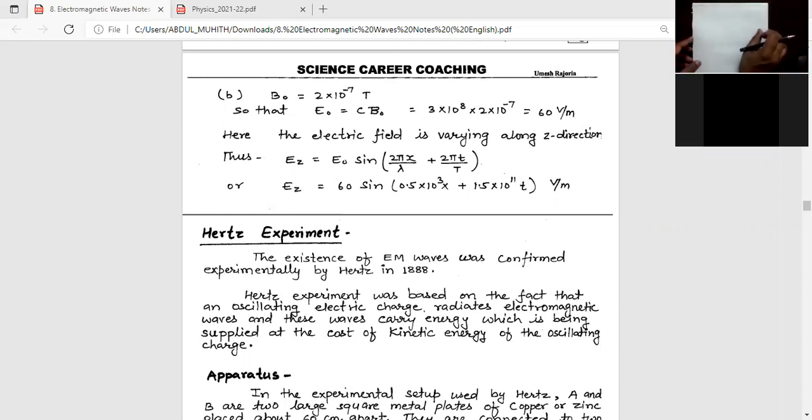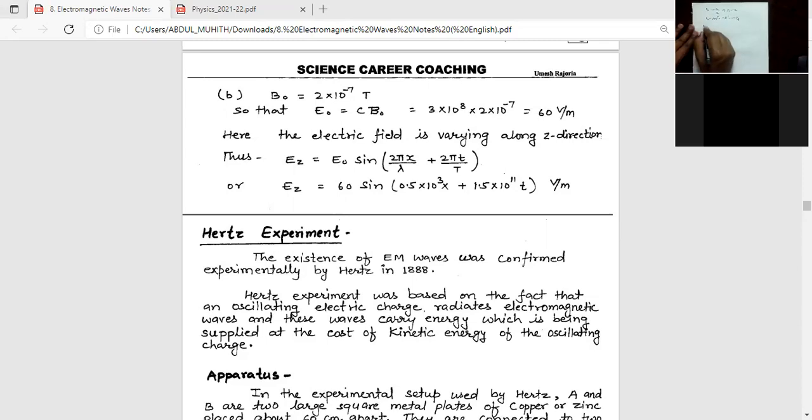Now here, what is E0? See, the formula for C is equal to E0 by B0, which implies E0 is equal to C into B0. E0 equals C, which is 3 into 10 to the power of 8. What is B0? B0 value is 2 into 10 to the power of minus 7. We got 60 volt per meter.